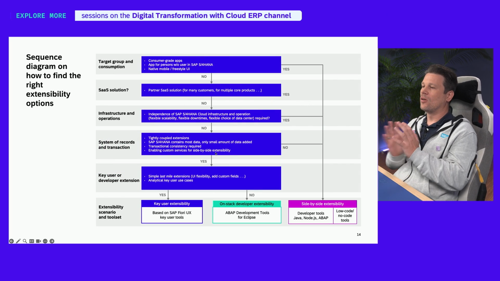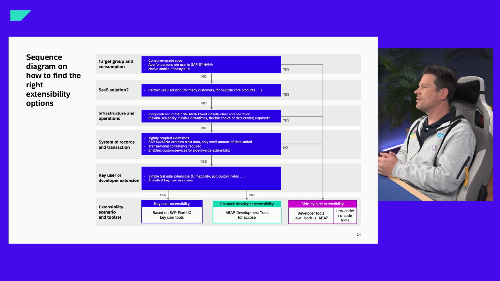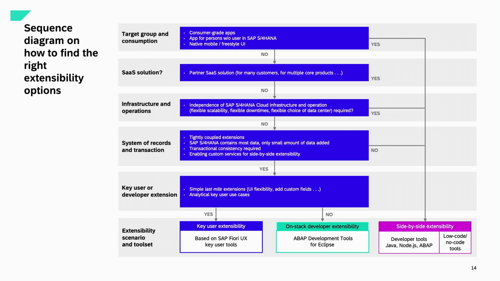So, a short overview. I will not explain that in detail, but it's very useful because this question always comes up: how do I find the right extensibility option? What should I use here?